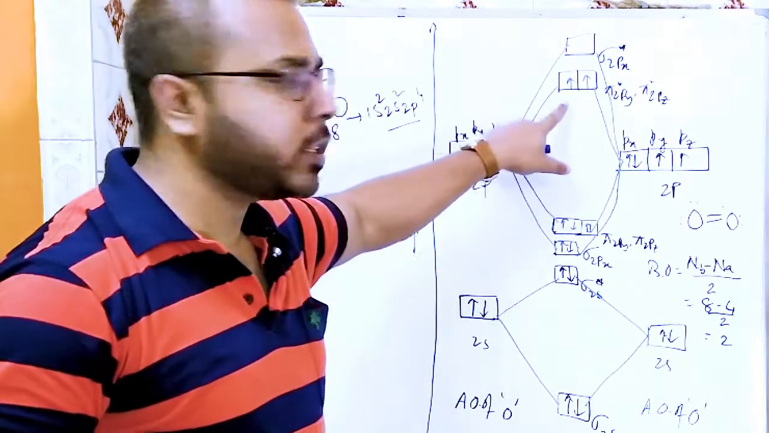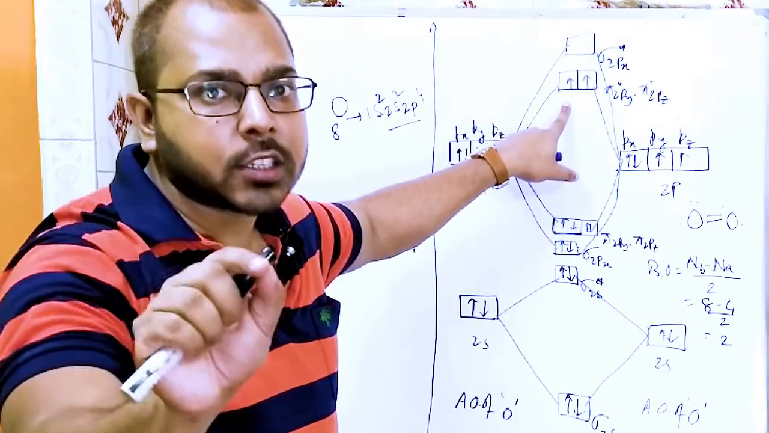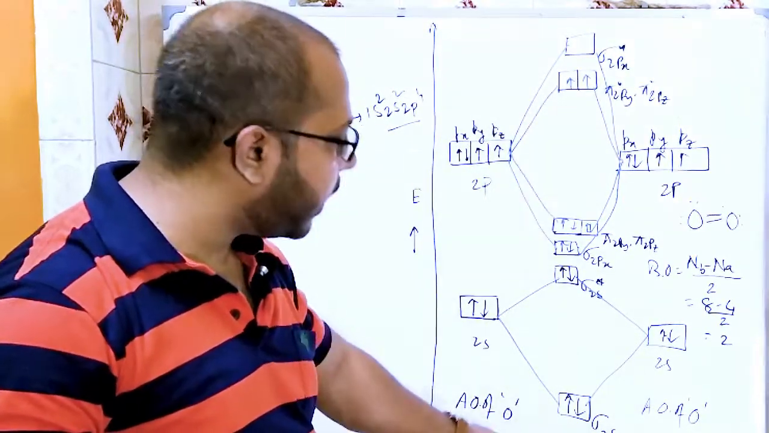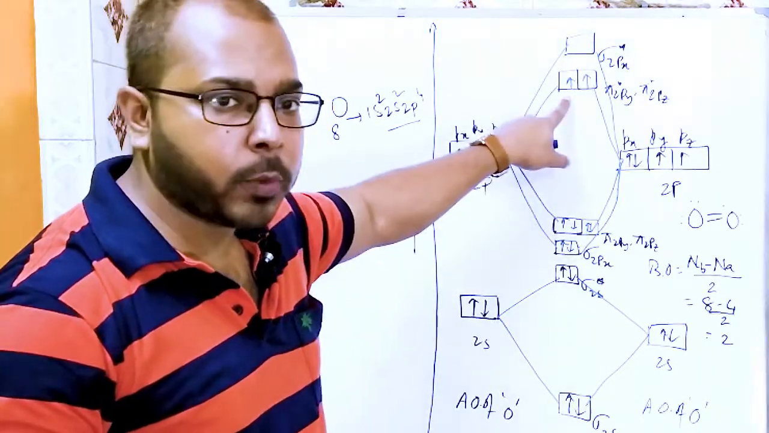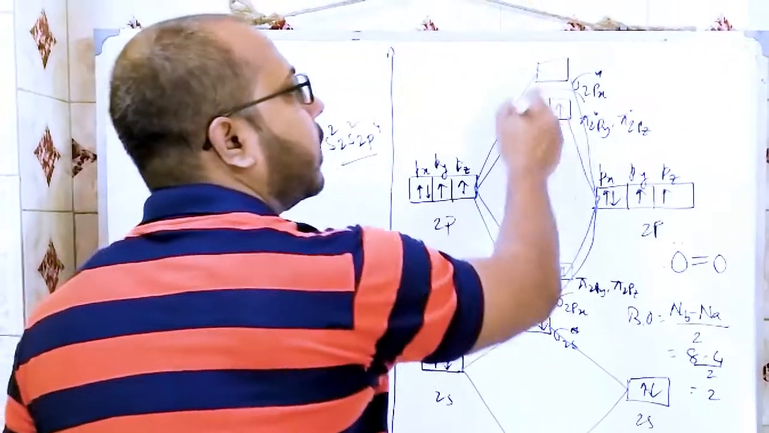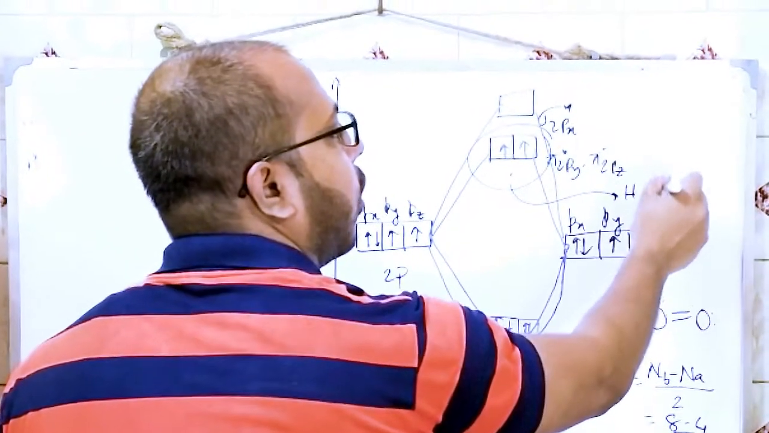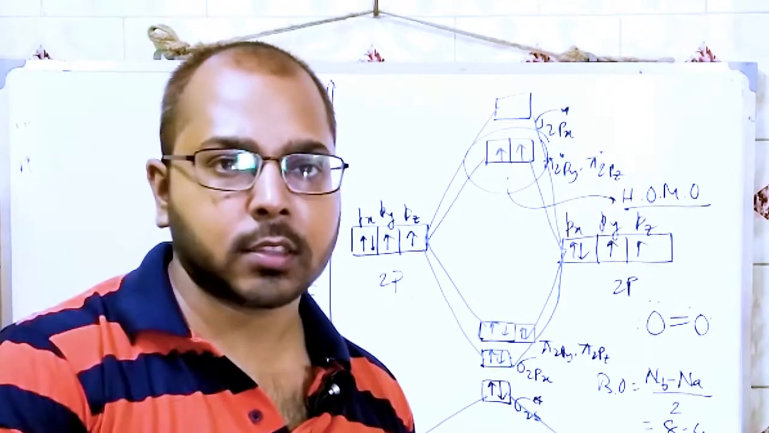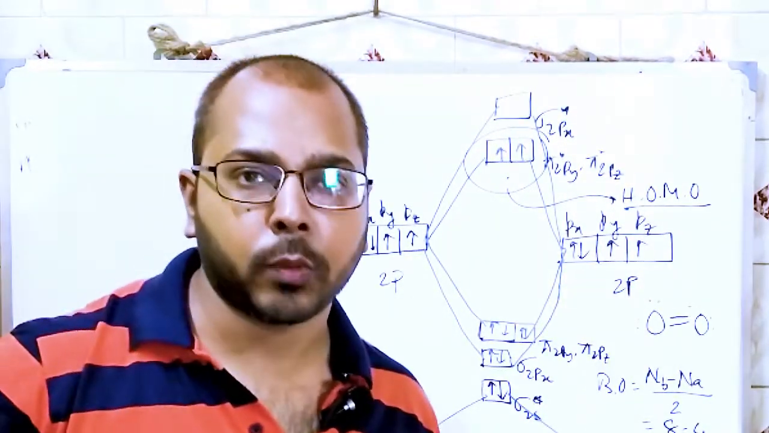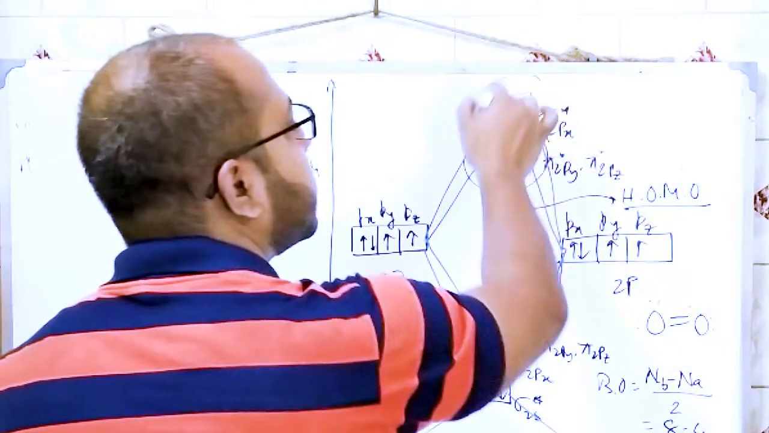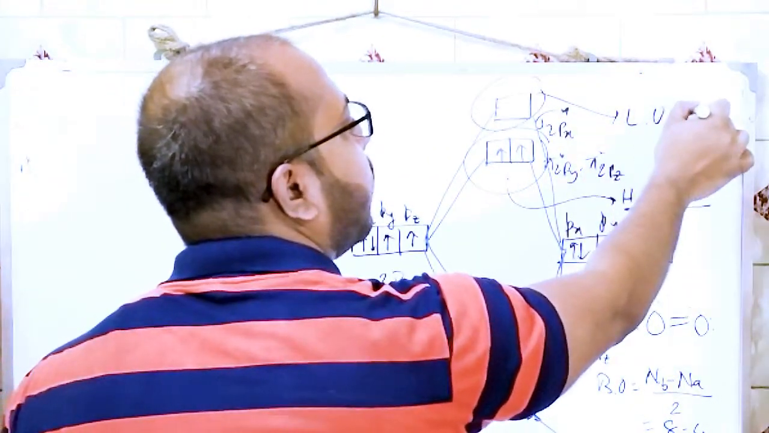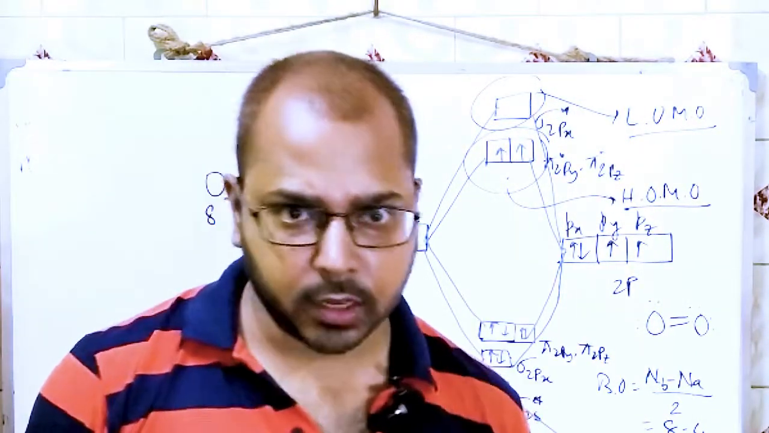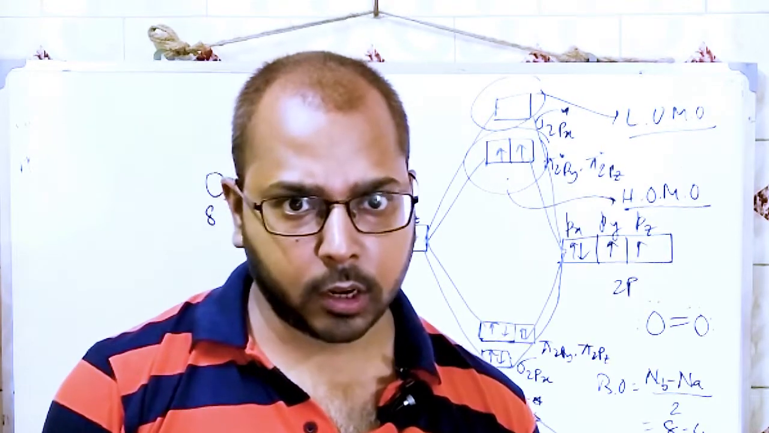Now this is known as HOMO, that is highest occupied molecular orbital. This is known as HOMO because it is occupied. This orbital has higher energy among the occupied orbitals. That is why it is the highest occupied molecular orbital. And this is known as the lowest unoccupied molecular orbital, LUMO. Got my point?